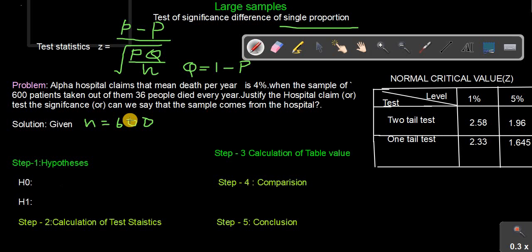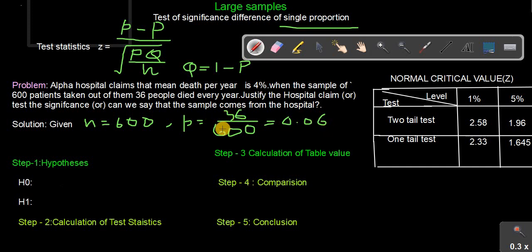Is small p given or not? Yes, small p is also given. What is small p? That is the proportion in the sample. So out of 600 patients, 36 people are dying. 36 people are dying each and every year. So the number comes to 0.06. This is a fraction we are getting. This is the proportion of the sample.